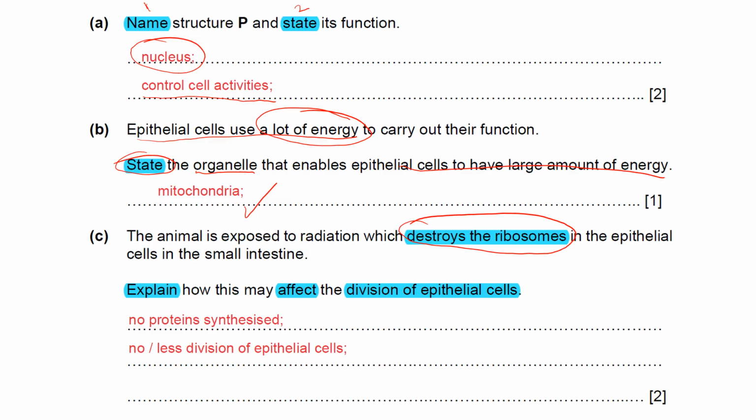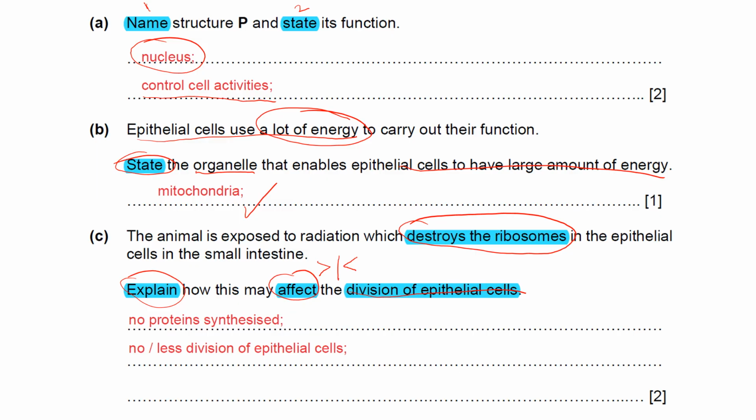And if you remember the functions of the ribosomes, which is to synthesize protein, if I destroy the ribosomes, it means I have no more proteins to be formed. And so please answer directly, okay? My advice, all right? So the question is: explain how this will affect the division of epithelial cells. So you see the word affect, right? You must tell me whether it is more or less. So please do not use the word affect in your answers, okay?